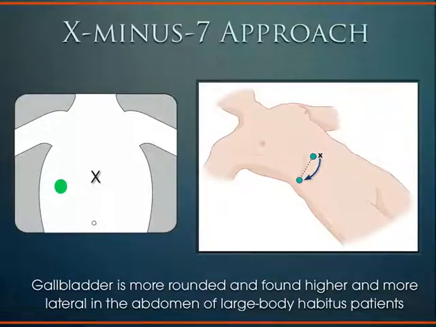The X-7 approach is helpful in the larger patients. Basically, in larger patients, the gallbladder tends to be more rounded, found a little bit higher, and more lateral. So it helps to take the transducer from the X, or xiphoid process, and then slide it to the X-7 location, look between the ribs.